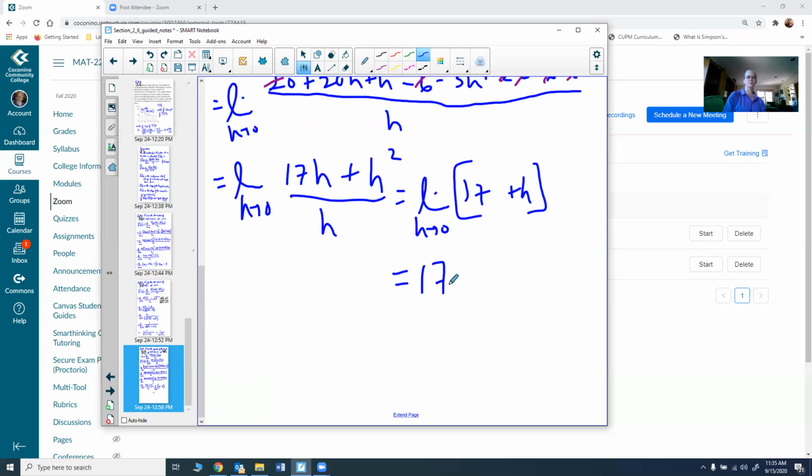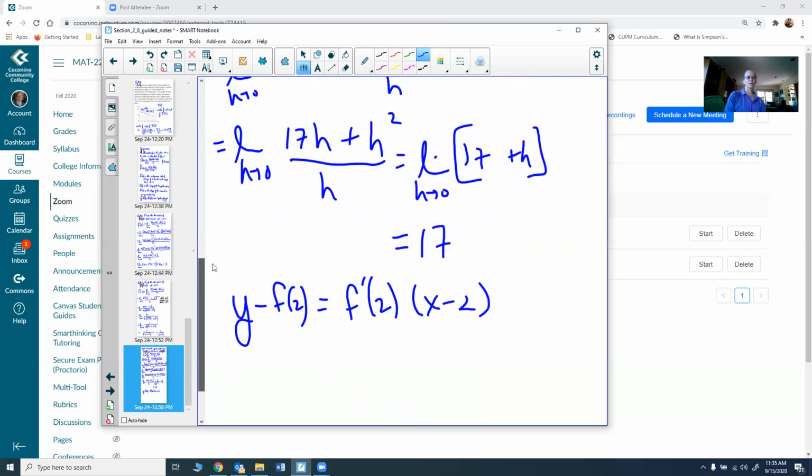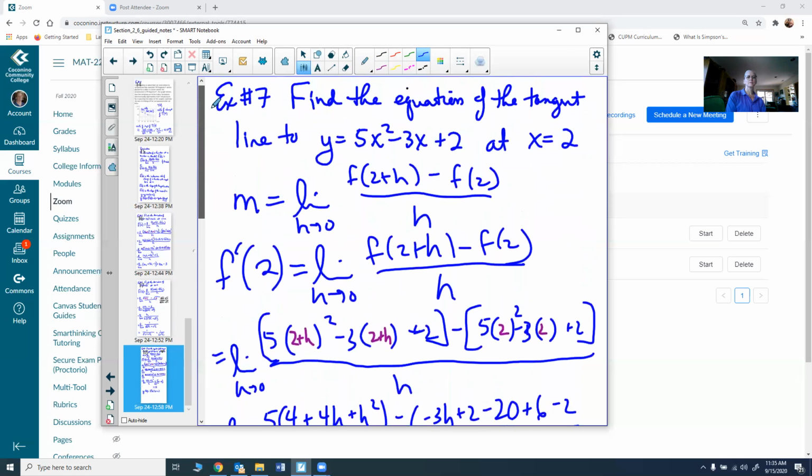The constant goes to 17. h goes to 0, so it's just 0. So we now know that the slope of this tangent line is 17. So now we can do y minus y1 is equal to the slope. Now remember, y1 is your function evaluated at your a value. In this case, it happens to be 2. And then your slope is your derivative at 2 times x minus your a value, which in this case was 2. So we do need to find out what f of 2 is.